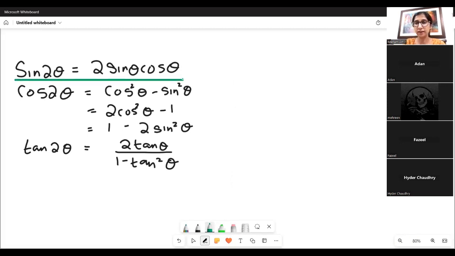This is sine 2 theta. If this is sine 2 theta, then can anybody tell me what sine 4 theta should be equal to? If sine 2 theta equals 2 sine theta cos theta... Sorry? 2 sine 2 theta cos 2 theta.